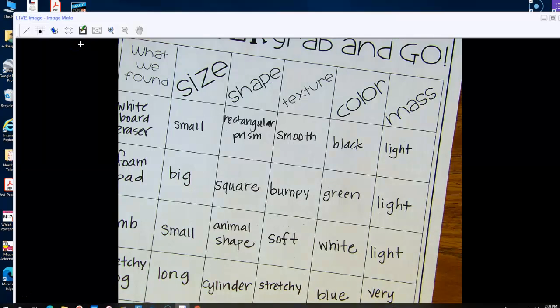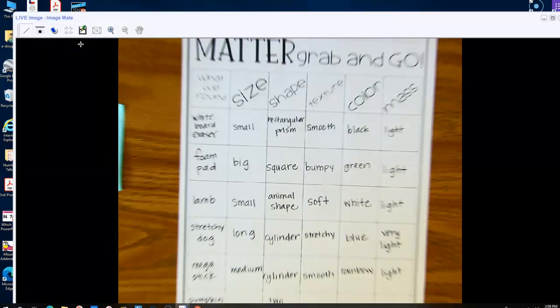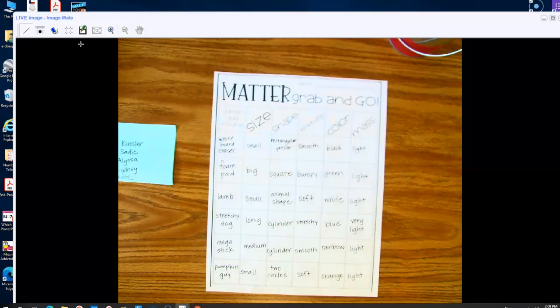There it goes. So we described all the items with the properties, and so now we know what property means, right? Property is something that you use to describe the matter. So today what we're going to learn is that you can put different matter together to make new matter, because things are made of all different kinds of matter.